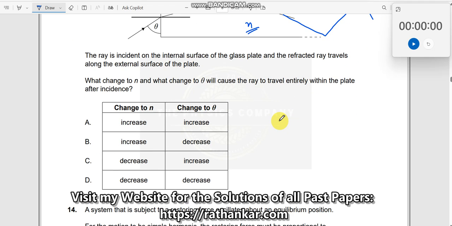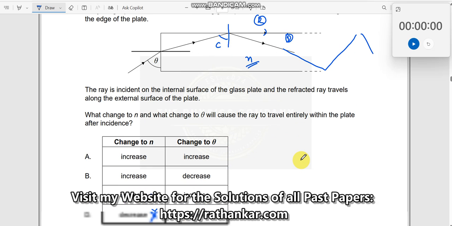So which ones are right? So which ones are wrong? These two are right and these two are incorrect. Okay. Now we need to look at the effect of theta. Let us do it like this over here.